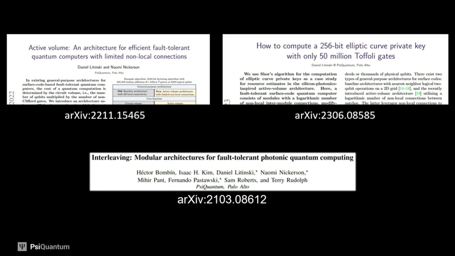The first one is the paper about the active volume architecture together with Naomi Nickerson. And then there's also this related paper about breaking elliptic curve keys. And if you want to learn more about this modular photonic interleaving architecture that I mentioned, but didn't go too much into detail, there's also this paper about interleaving. And with that, we've reached the end of the talk.